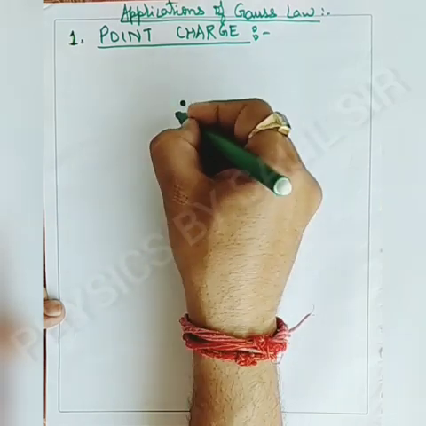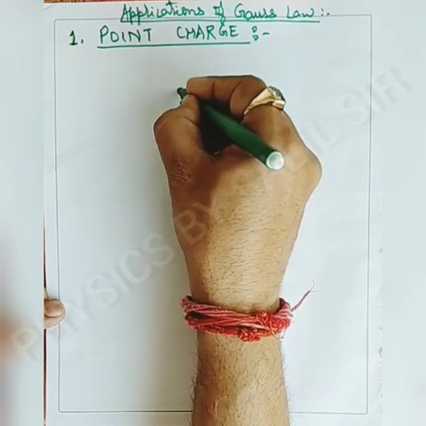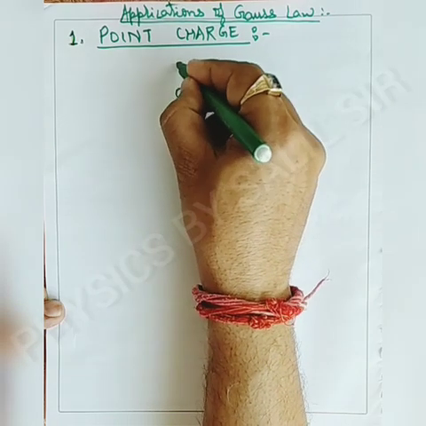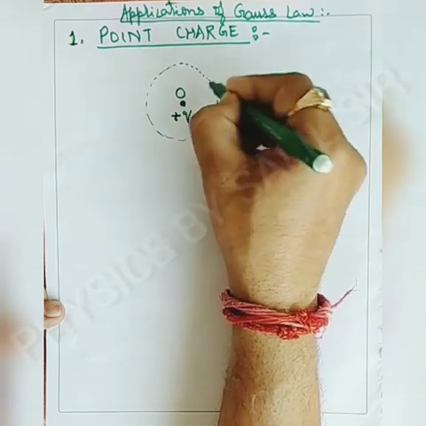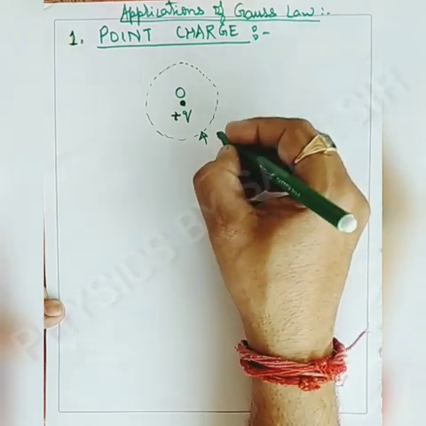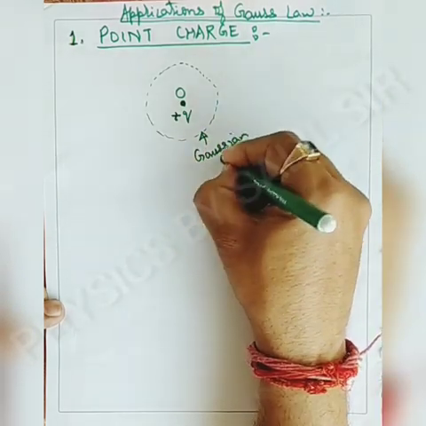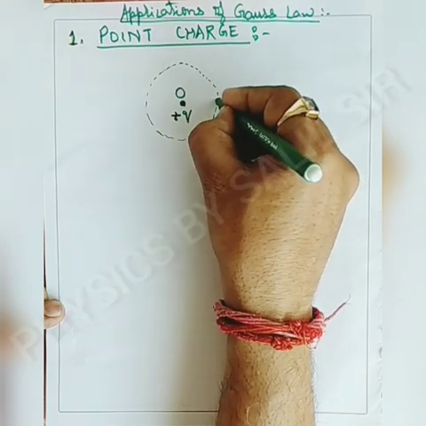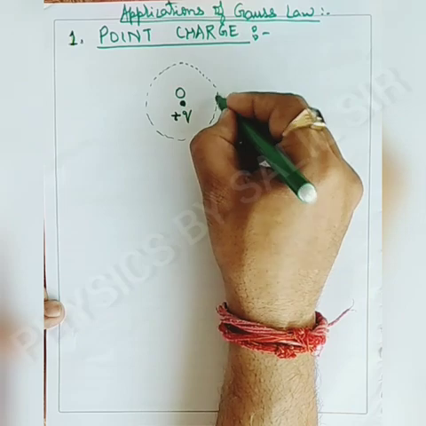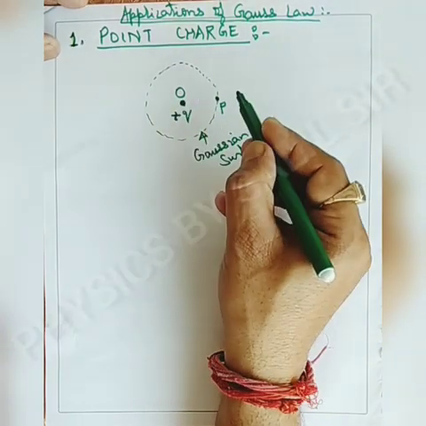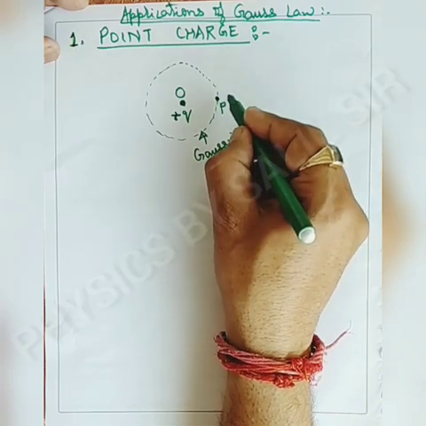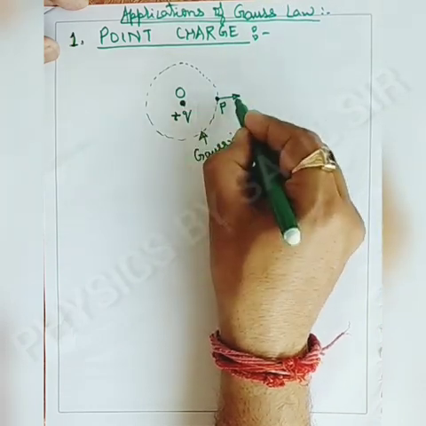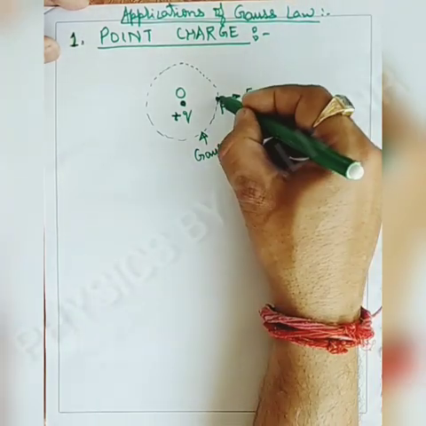Suppose this is a point charge which is represented by plus Q. It is kept at a point O, and because it is a point charge, we have to imagine the Gaussian surface will be like this. This is the Gaussian surface; for the point charge it is in circular form. Suppose there is a point P on the Gaussian surface. If we want the electric field direction and the electric field intensity at point P, then it will be away from the charge. This is E.